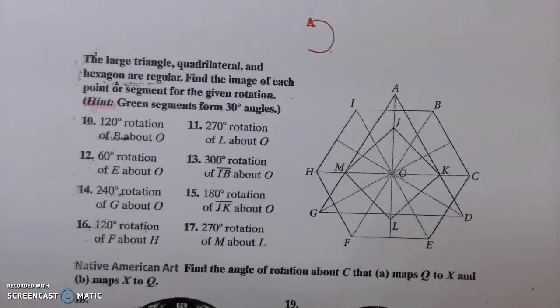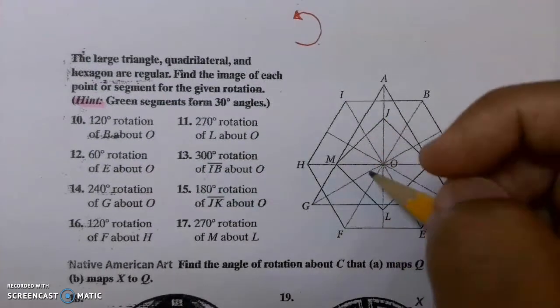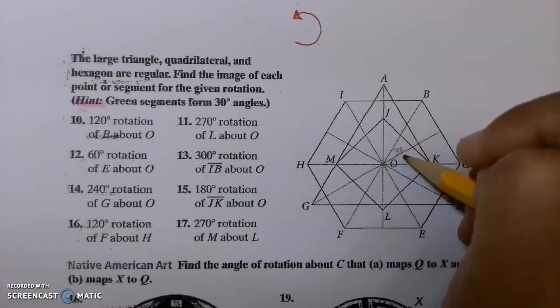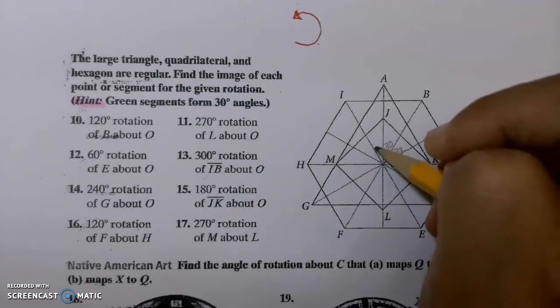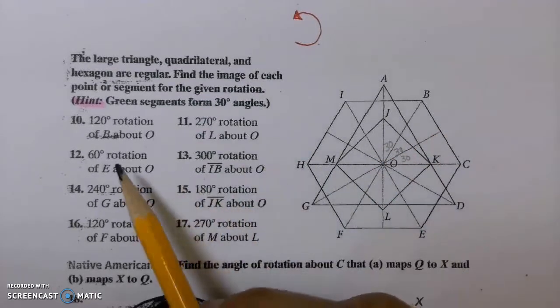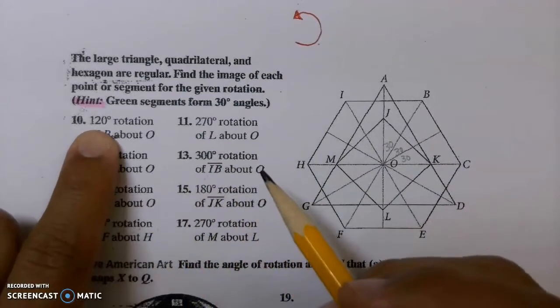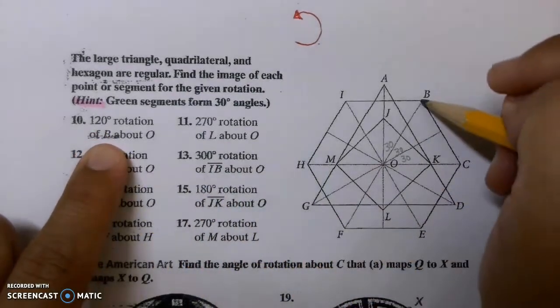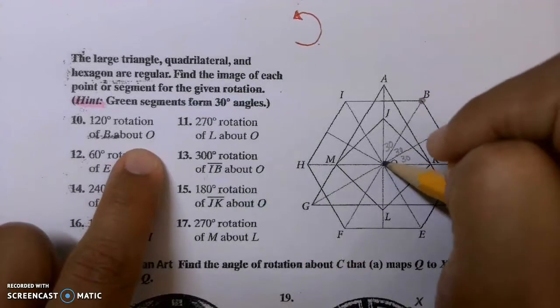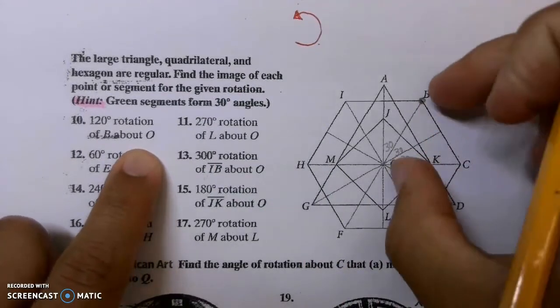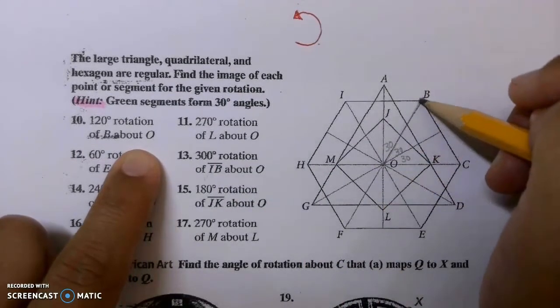The green segments are 30 degrees. Now, this is not on the colored paper here, but each one of these is 30 degrees, 30 degrees, 30 degrees. 30 plus 30 plus 30 is 90, and 30 degrees all the way around. So we're going to do a 120 degree rotation of B. So here's point B about point O. So you obviously see the radius here. Where would I end up?